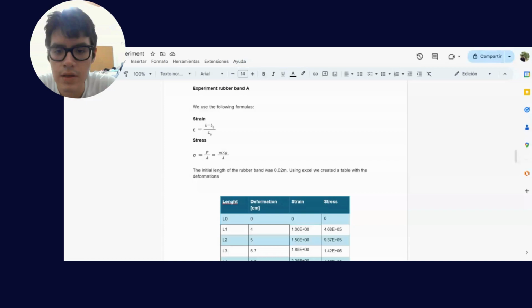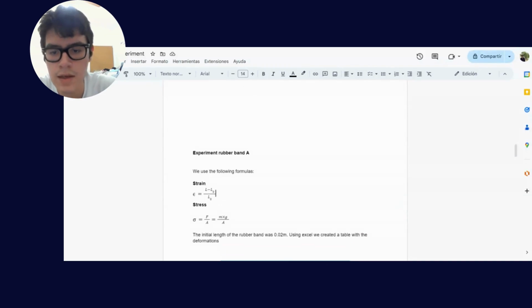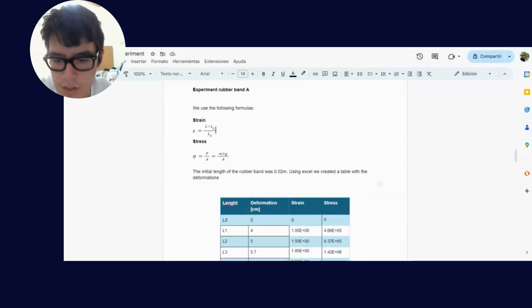For the experiments we use the following formulas. For the strain we have the final length minus the original length divided by the original length, and for the stress it was force divided by the area. In this case, the force is the mass times the gravity times the number of weights that we added, divided by the cross-sectional area of the rubber band.